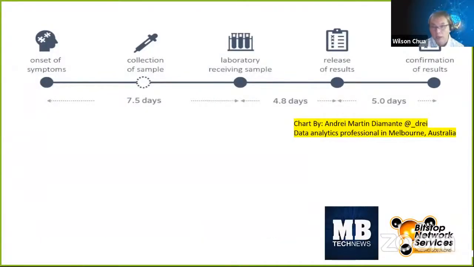This is a chart done by Andre Martin Diamante. You can follow him on Twitter @_Dre. He's a data analytics professional based in Melbourne, Australia. He took the data from the DOH data drop and analyzed the average time it takes from onset of symptoms, collection of samples, laboratory receipt of the sample, testing, release of result, confirmation of result. All of this takes more than 17 days, guys.